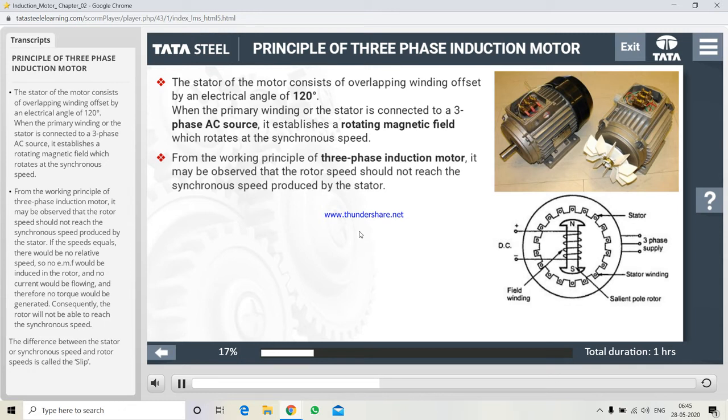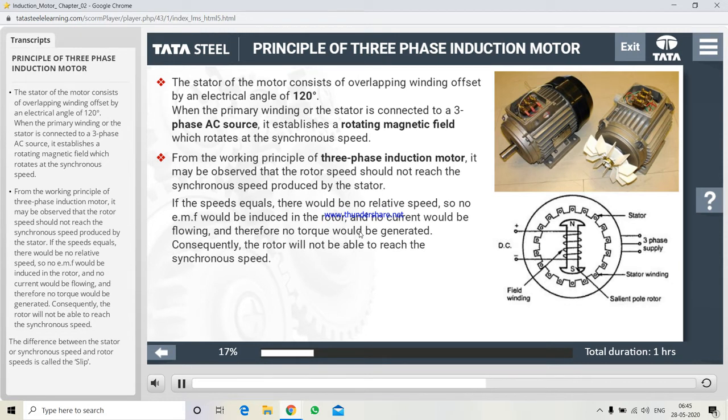From the working principle of the three-phase induction motor, it may be observed that the rotor speed should not reach the synchronous speed produced by the stator. If the speeds were equal, there would be no relative speed, so no EMF would be induced in the rotor and no current would be flowing, and therefore no torque would be generated. Consequently, the rotor will not be able to reach the synchronous speed. The difference between the stator or synchronous speed and the rotor speed is called the slip.